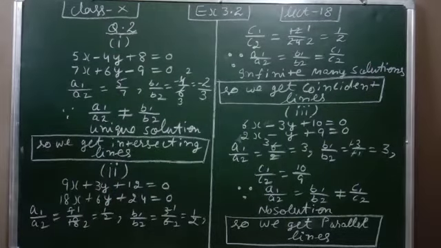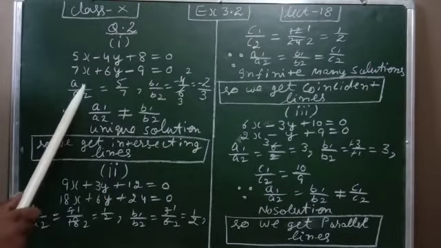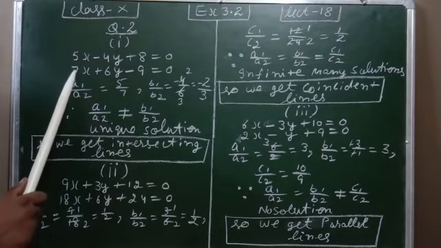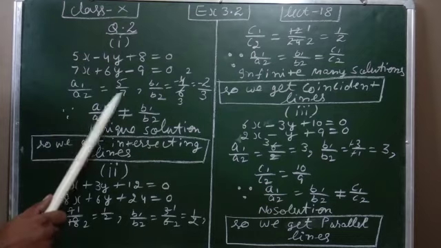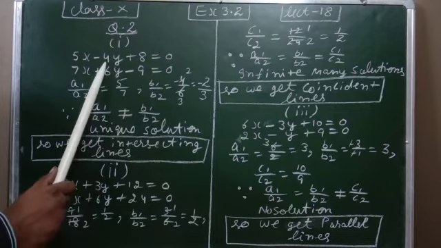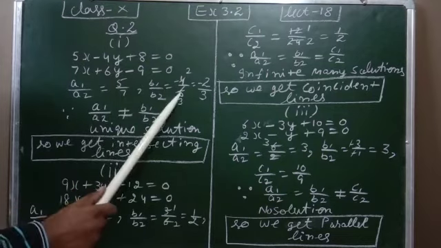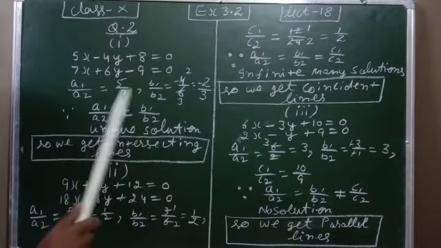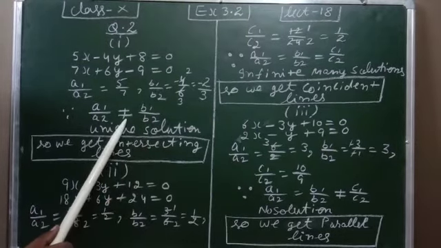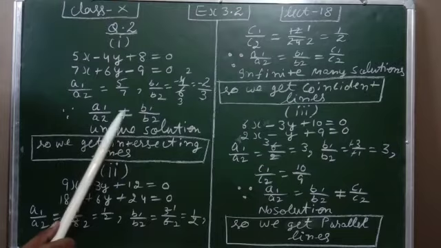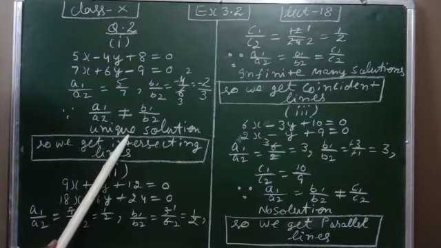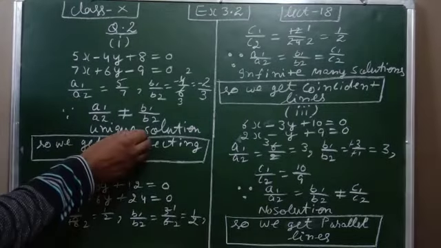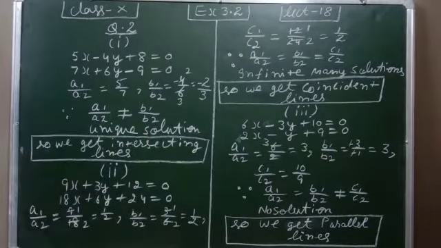Basic we already studied. So first we find out A1 upon A2. A1 is 5, A2 is 7, so 5 upon 7. Then B1 upon B2, this is minus 4 and B2 is 6, so we get minus 2 upon 3. So A1 upon A2 and B1 upon B2 are not equal. If these are not equal, then we can say we are having a unique solution. If we are having a unique solution, it means we get intersecting lines.